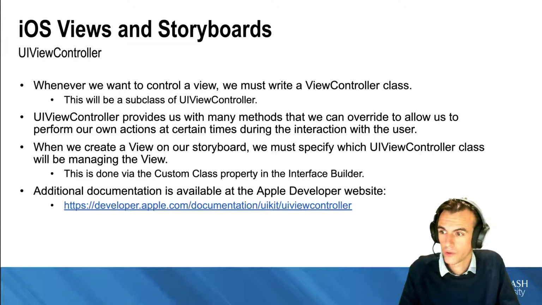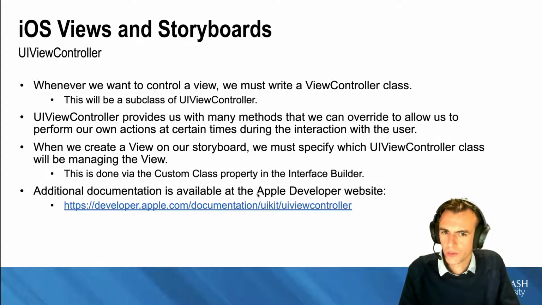For a simple view controller that handles an empty view, that might just be lifecycle methods that tell you when it's about to be displayed on the screen, when it will disappear from the screen, that sort of thing. If it's a specialized view controller, like a UI table view controller that we'll talk about in more detail later, then it might be one that allows you to respond when the user taps on a particular cell. When we create a view in our storyboard, we must specify the corresponding UI view controller that will manage that view. And this is done via a custom class property in Interface Builder.